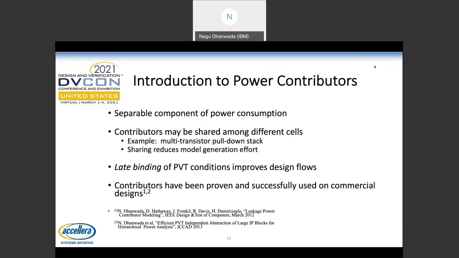And that's the inherent ability of how to model power. So these separable components of power are called power contributors. The total power is a sum of these separable components, and basically each contributor behaves the same in different cells, thus giving us the ability to share contributors amongst multiple cells. This concept of contributors, which we'll elaborate a little bit more on, has been proven and successfully used on several generations of microprocessor designs within IBM.